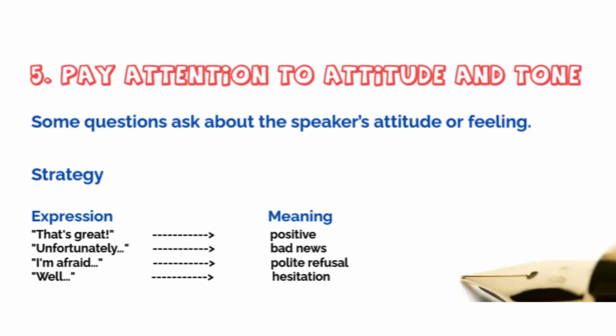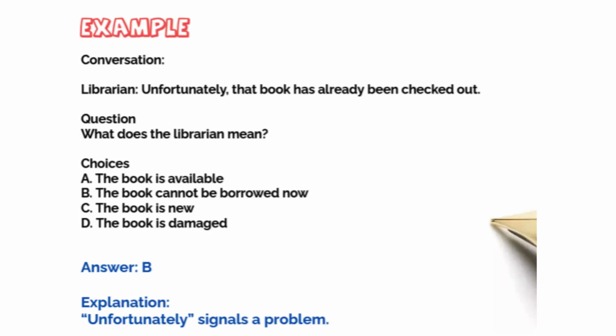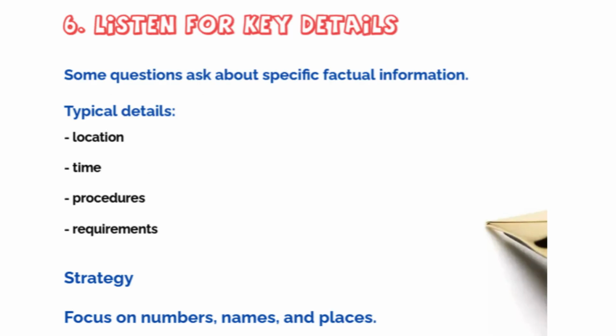Fifth, pay attention to attitude and tone. Some questions will ask you about how the speaker feels. In these cases, tone is extremely important. Certain expressions give you strong clues. For example, words like "that's great" indicate something positive, while "unfortunately" signals bad news. Phrases like "I'm afraid" often introduce a polite refusal, and "well" can show hesitation. So if a librarian says, "Unfortunately, that book has already been checked out," you should immediately understand that the book is not available.